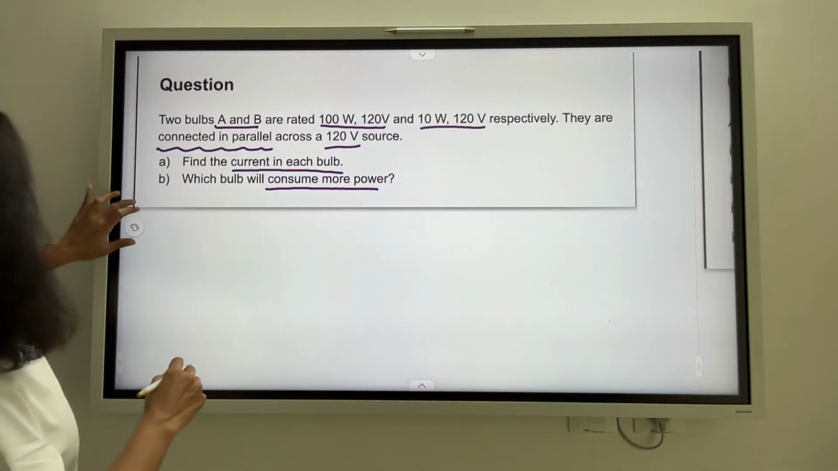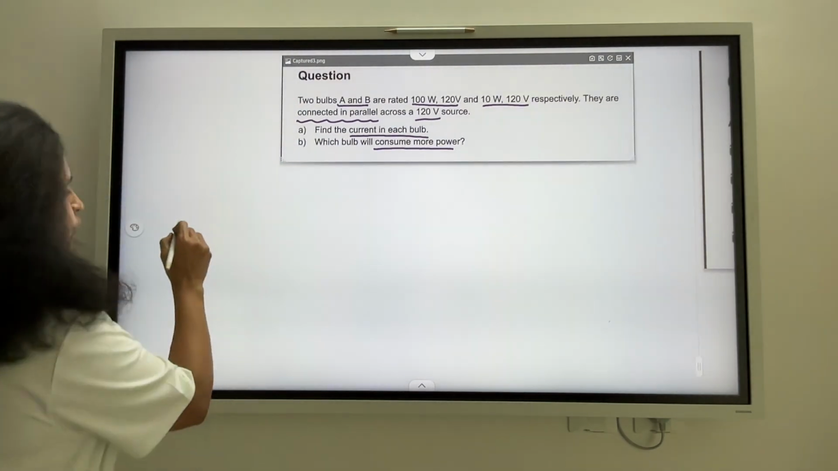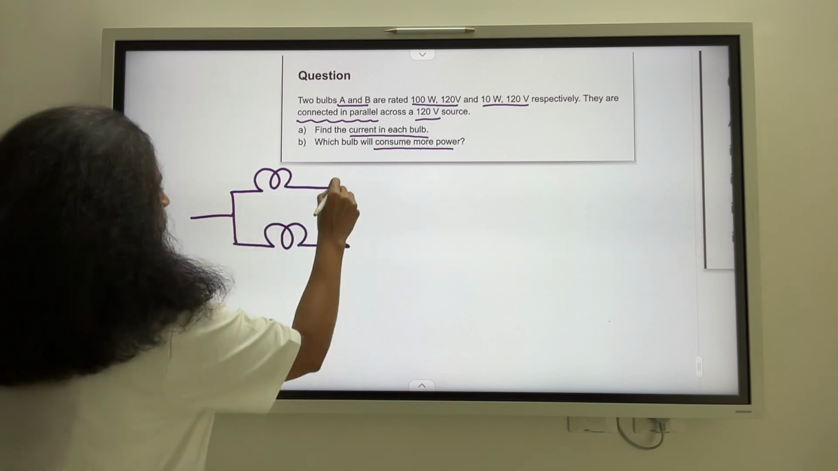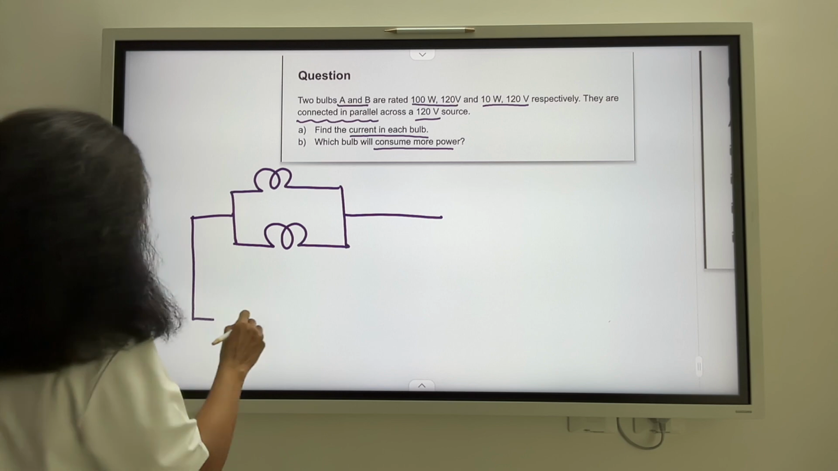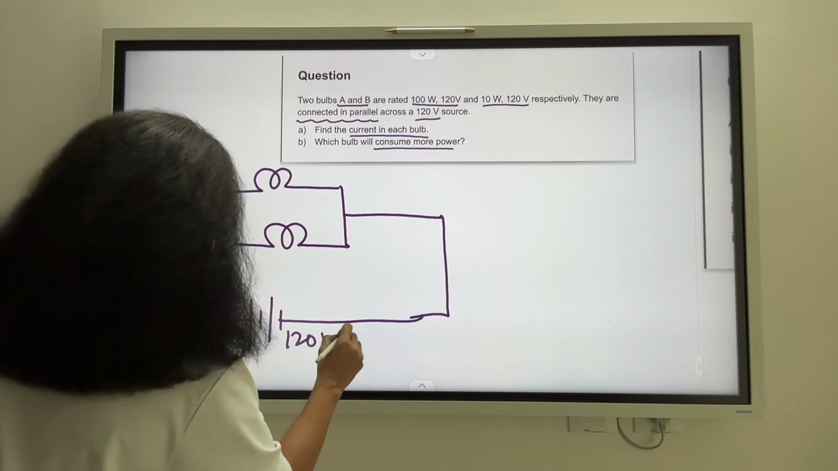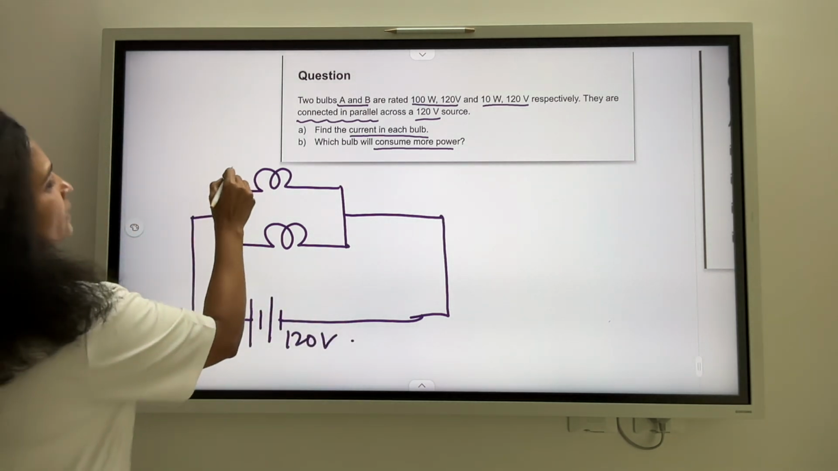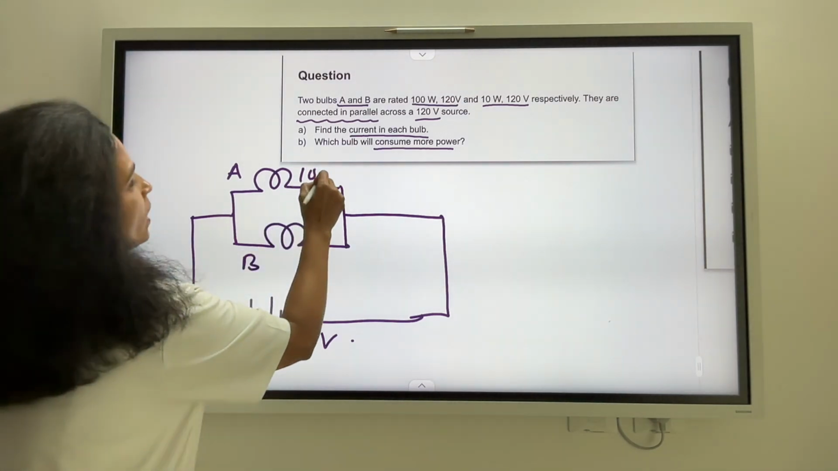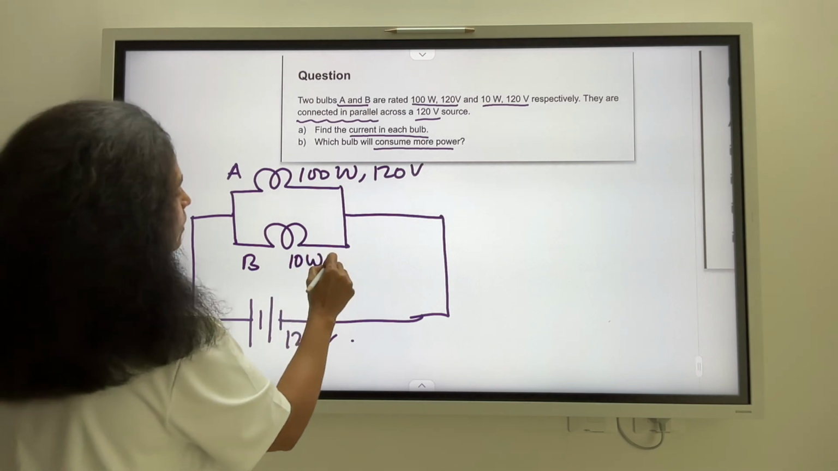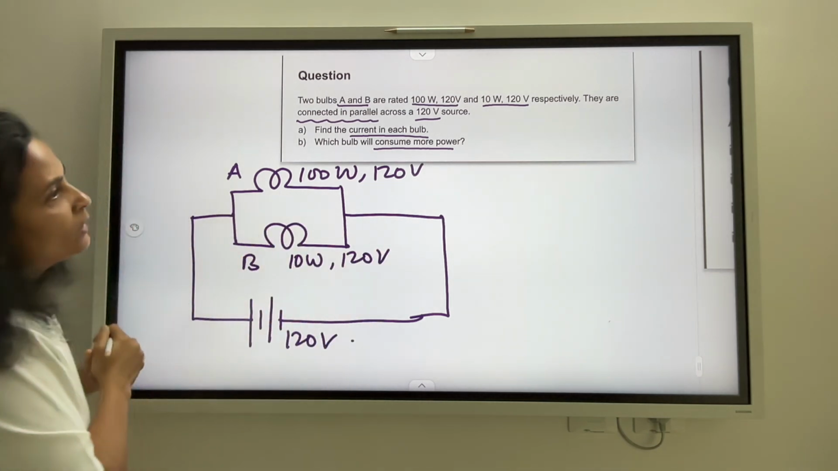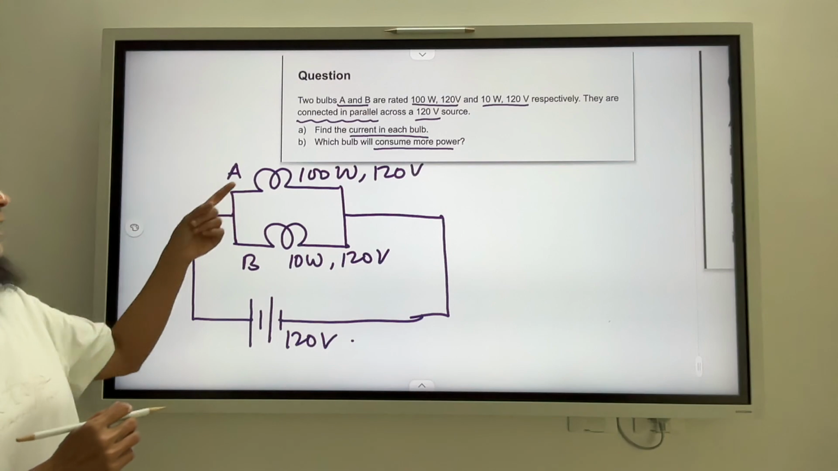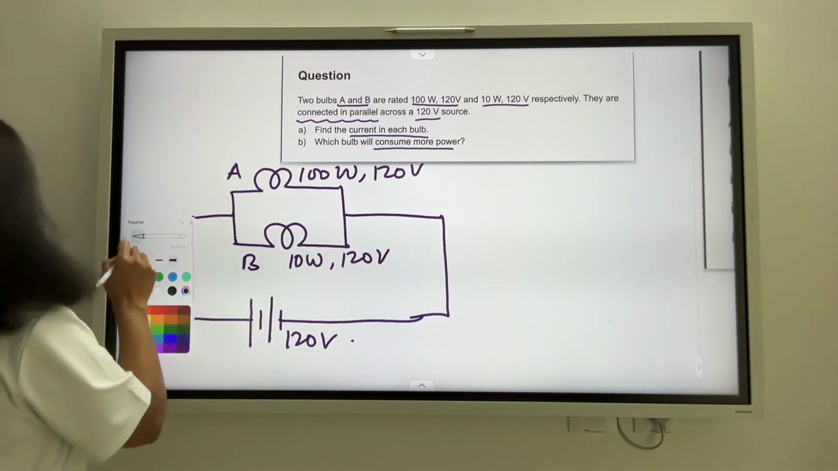So let us try this out. What we have here is two bulbs connected in parallel. So circuit बना लेते हैं. So I have bulb 1, I have bulb 2, they are both connected in parallel and they are connected across a 120 volt supply. Now the first bulb A is rated 100 watt 120 volt and the second bulb is 10 watt 120 volt. Now they are connected in parallel. Alright, now we are supposed to find out the current through A and B. अब ये कैसे करेंगे हम देखते हैं.